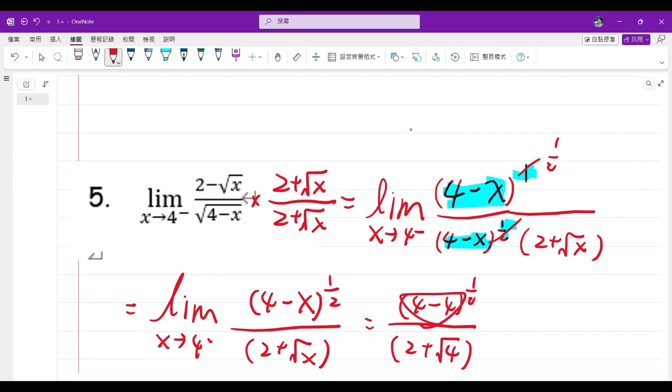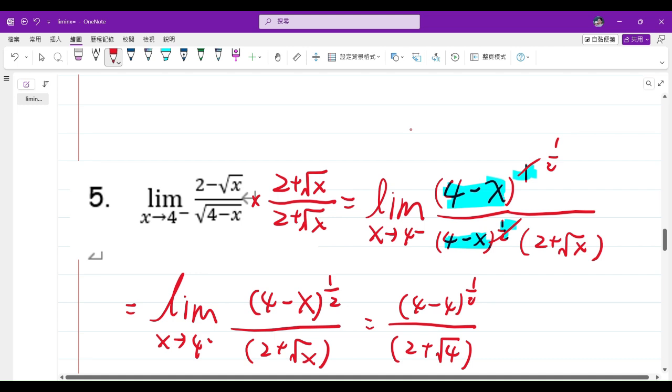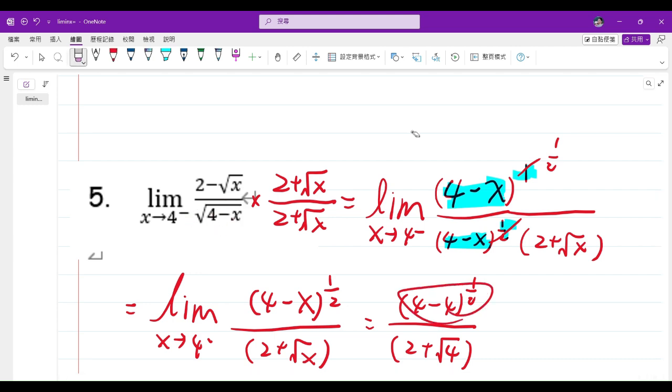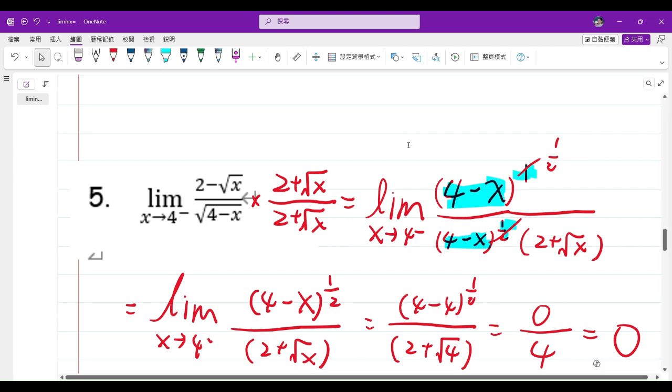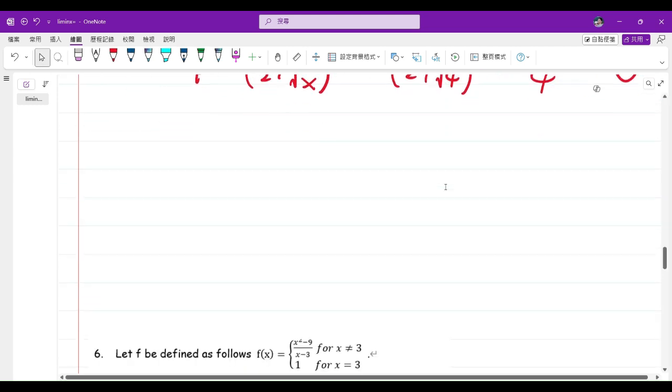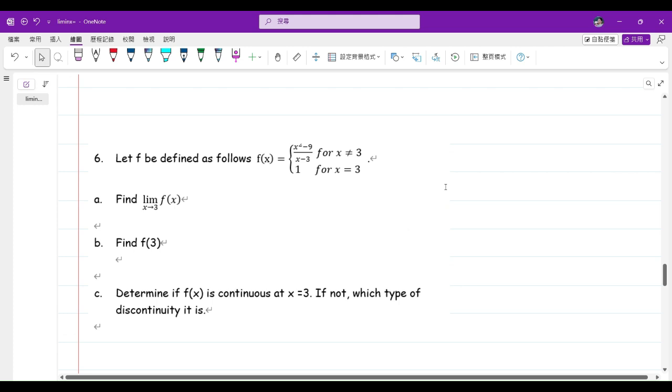4 minus 4. Like some people say, hey, this can become 0. If the numerator is 0, that's fine. We just worry about the denominator becoming 0. We don't like to see the denominator become 0. But the numerator becoming 0, that's fine. So that's basically 0 over 4, just 0. That's question 5. And then question 6.